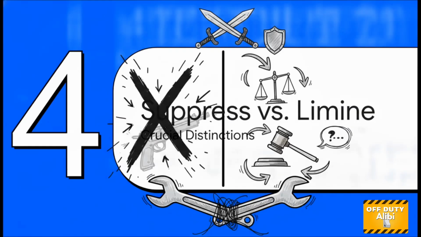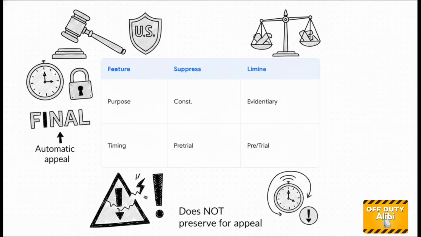Which brings us to Section 4, suppress versus limine, the crucial distinctions. Let's put these two tools side by side, because confusing them in practice can literally derail your entire defense strategy. This matrix maps out exactly how they oppose each other. Notice how suppression is constitutional in purpose. It's strict on its pretrial timing, the ruling is final and binding at trial, and hey, if the state loses, they can automatically appeal it. But now, look at the limine side. It's evidentiary. It deals with things like prejudice or relevance. It's flexible with timing. Its rulings are totally tentative, and most importantly, a limine ruling does not automatically preserve an issue for your appeal.